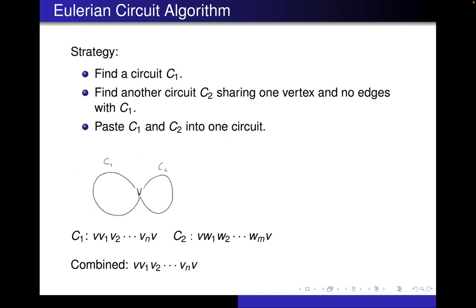So we're going to start with C1, which is V to V1 to V2, all the way to Vn and back to V. Then we're going to go directly from V to the next vertex in C2, which is W1, then to W2, all the way to Wm and back to V. So that it begins and ends at V. All those edges are unique, and so we've taken two smaller circuits and pasted them together into one bigger circuit.